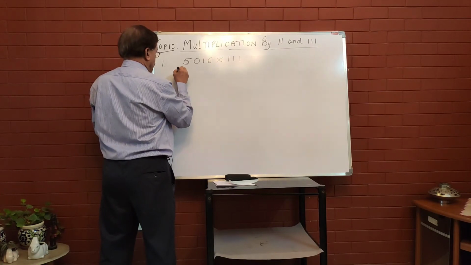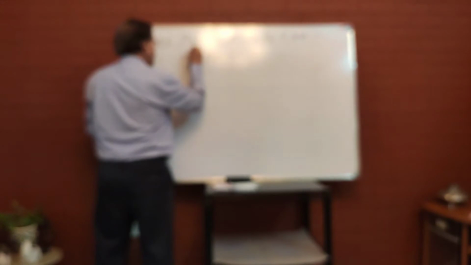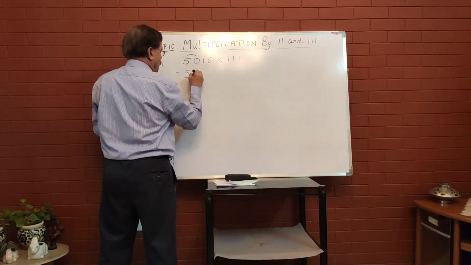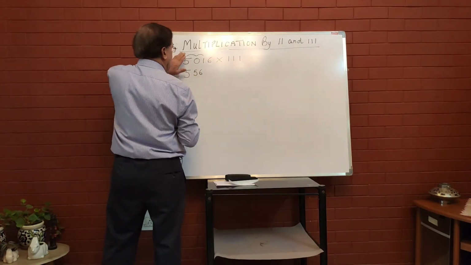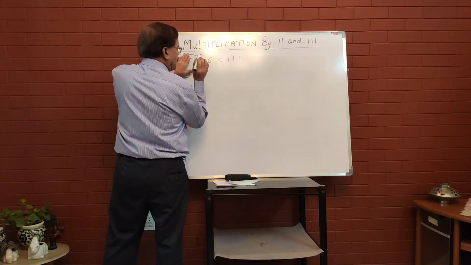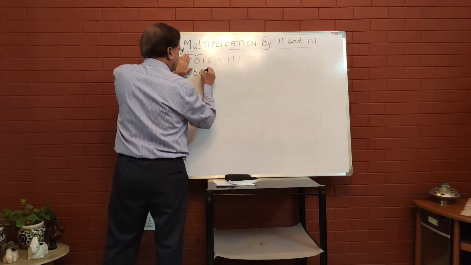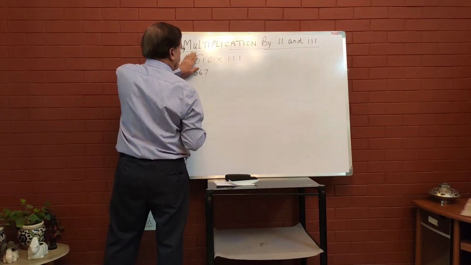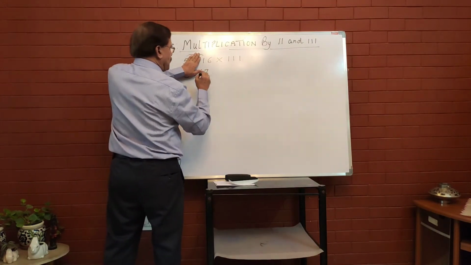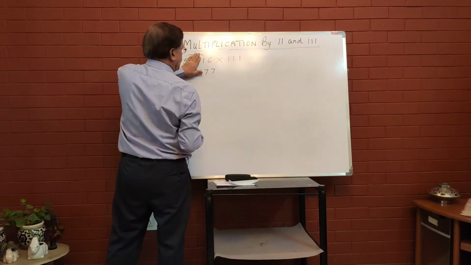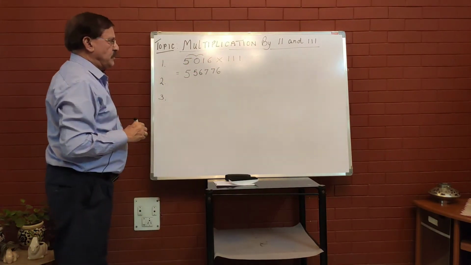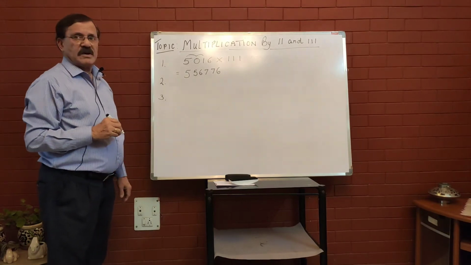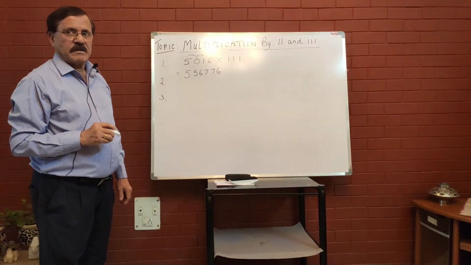First number is 5. 5 plus 0, 5. 5 plus 1, 6. Hide 5. 0 doesn't have any value. So 1 plus 6, 7. Hide 0. Again 1 plus 6, 7. Hide 1 and 6. This is your answer. 5, 5, 6, 7, 7, 6.